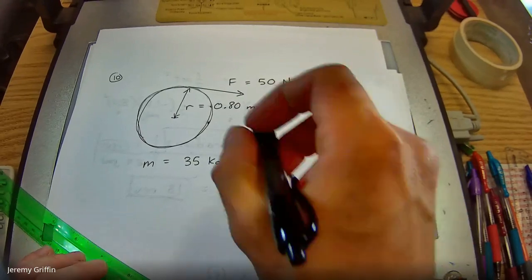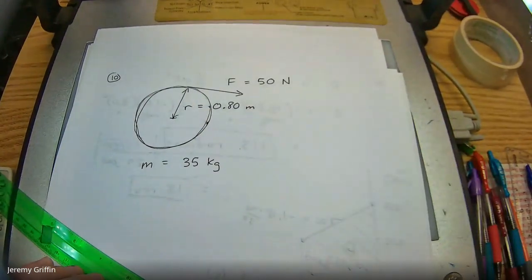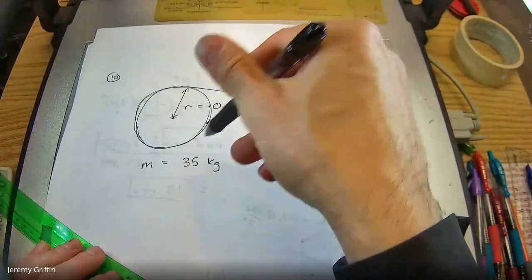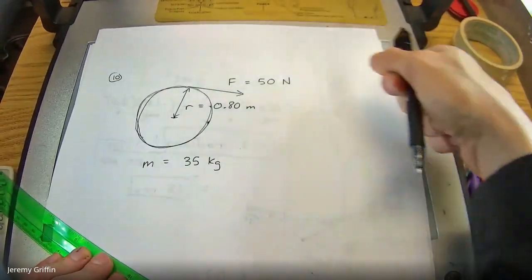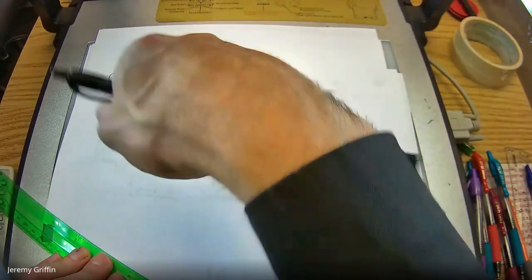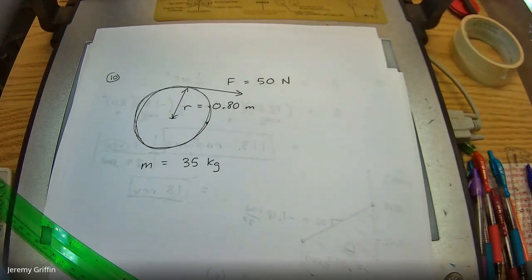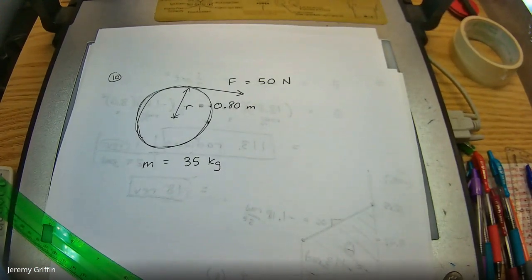And they want to know what is the rate that it's speeding up spinning. Say if it starts from rest and maybe you got a string wound around that and you start pulling a string with 50 newtons of force, it's going to speed up spinning. Okay. What is the angular acceleration?